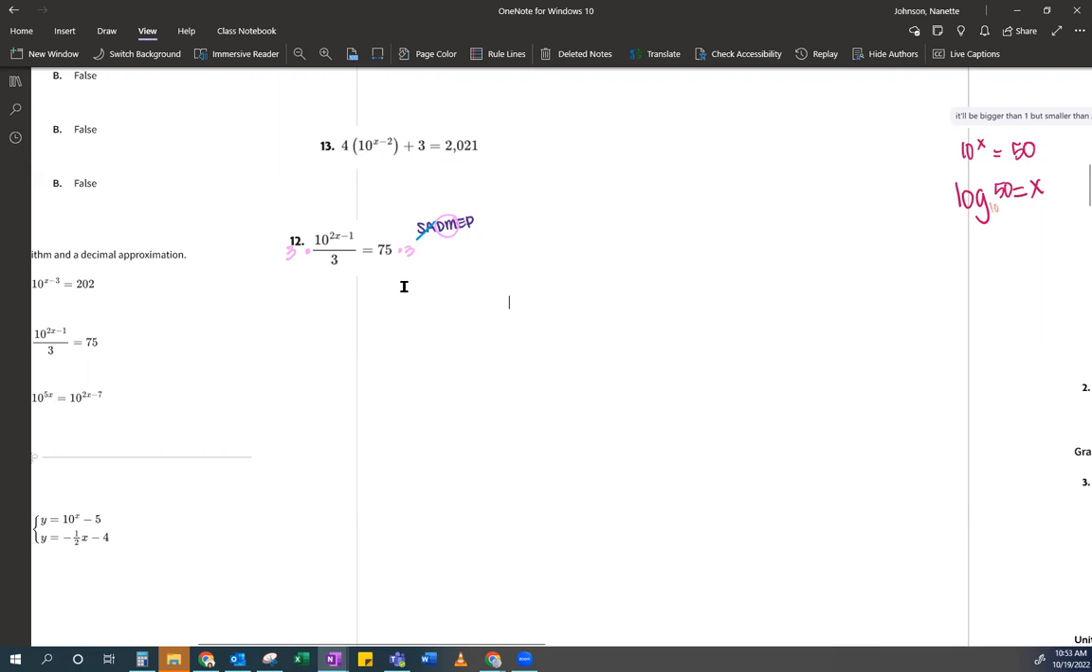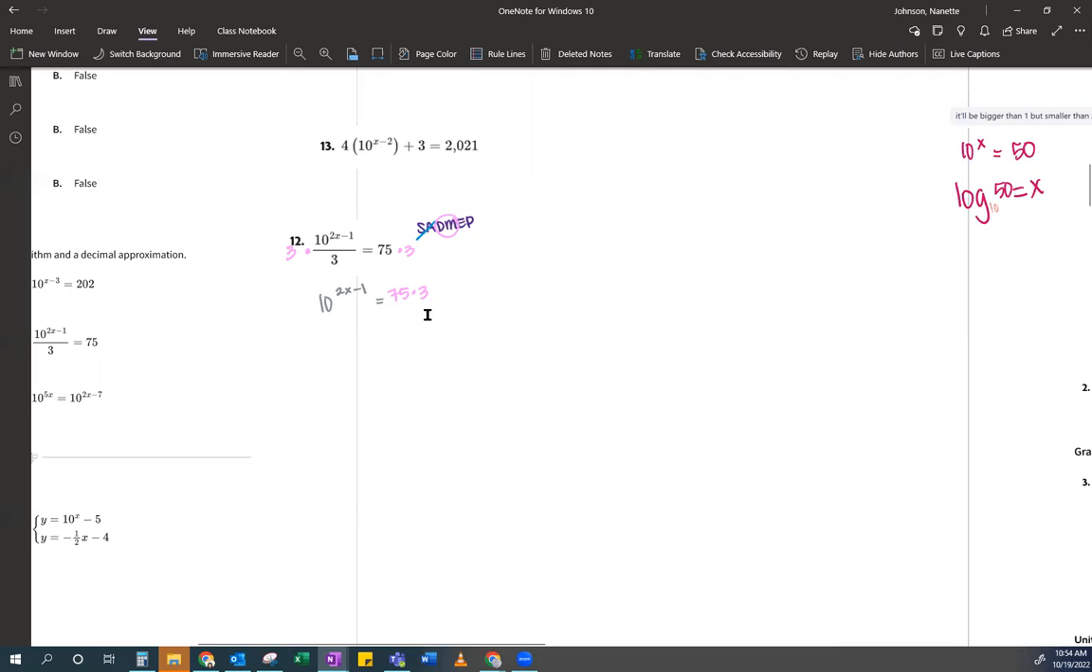Okay, and I'm going to do this kind of funny, and you're going to be like, Ms. Johnson, why did you do it this way? And I'll explain why in a little bit. So there's 10 to the 2x minus 1 equals 2. And then I'm going to leave this as 75 times 3. Now, I know what 75 times 3 is, but I'm going to show you what I like to do so that you're only touching the calculator or calculating later, okay?